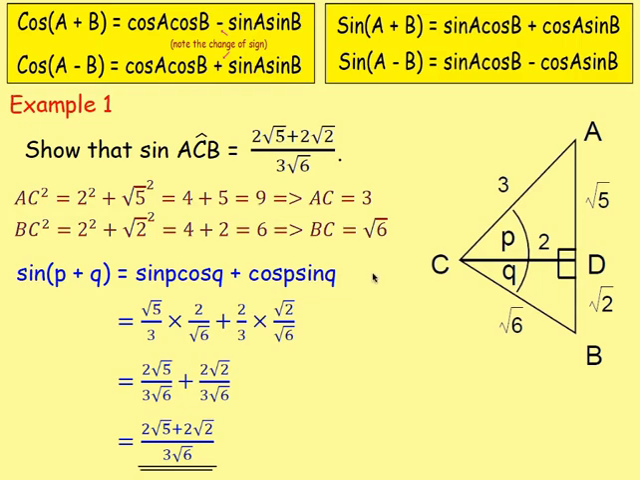From there, we went on to the harder examples. For this one, we were told that sine ACB was equal to this fraction here, but we had to prove it. We were given the triangle, and we had to work out the missing side. We weren't given AC and we weren't given BC, but we could use Pythagoras to work them out. We then expanded sine P plus Q, we subbed in the values, and we got down to the desired result. Look back to this example again if you're not sure.